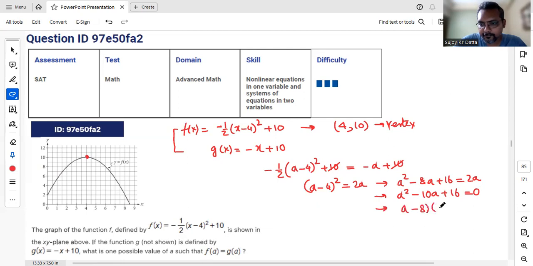So the value of a would therefore be 2 or 8. We are saying one possible value, so you can answer either of the two. Any one of them is fine. All right. Let's go to the next question.